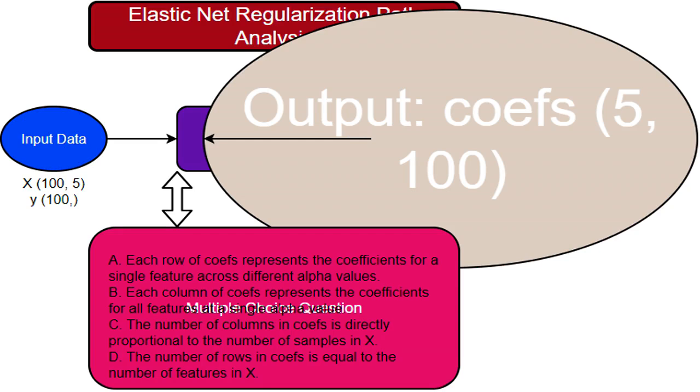The output _cofs is a 5 by 100 matrix. Each of the 5 rows represents the coefficients for a single feature. Each of the 100 columns shows how those coefficients change with different values of the regularization parameter, alpha. That's a lot of information.